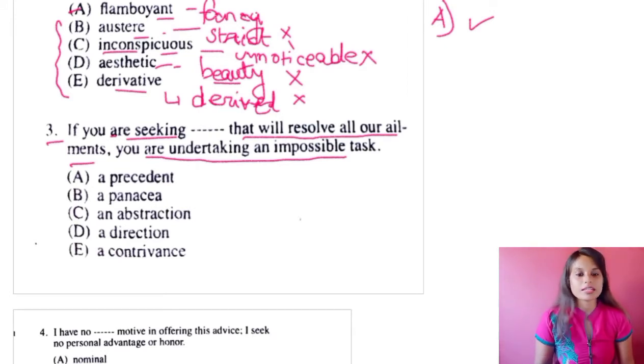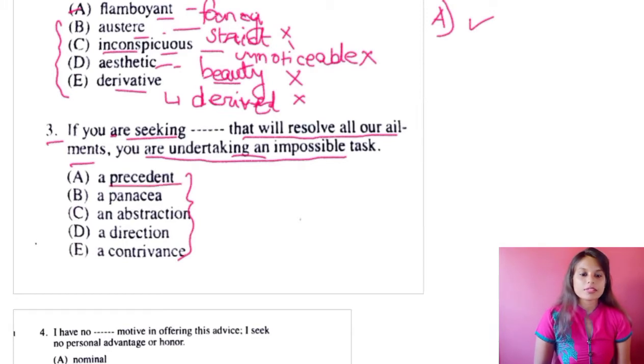Obviously, if you are trying to seek something that will solve all your problems, you will never find that particular thing, because problems will come and go, and therefore you cannot find a one-time solution to all your problems. So that is an impossible task. This is what the sentence is saying. Let us put these options and check which one goes the best.